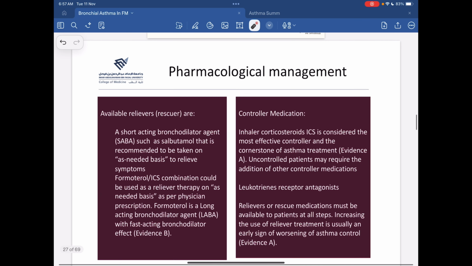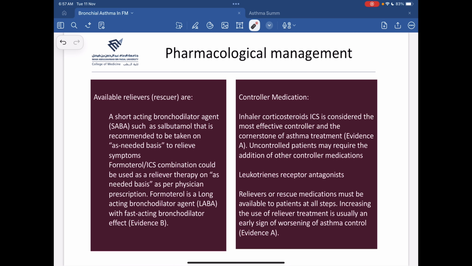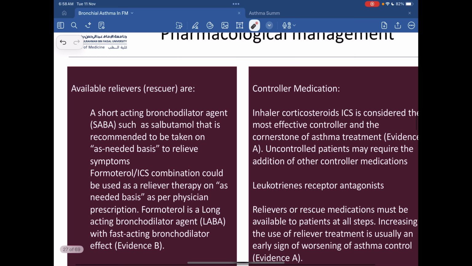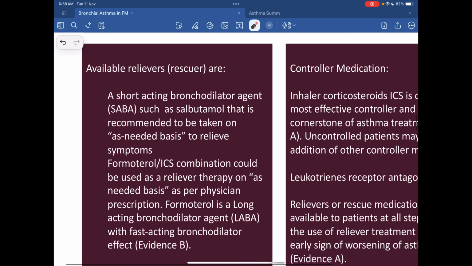طيب. The pharmacological management of asthma is composed of both reliever and controller. دائما we need to make sure that the patient has both medications. Any asthma patient needs to have both. طيب. What is a reliever? It is a short-acting bronchodilator agent, SABA, such as salbutamol, that is recommended to be taken as needed basis to relieve symptoms. أول ما يجي الأتاك ناخذه.